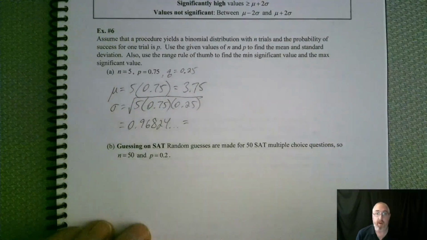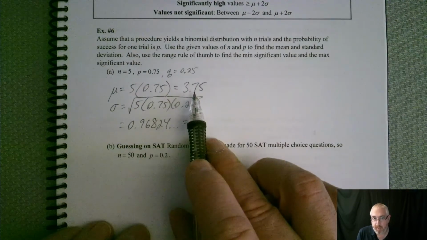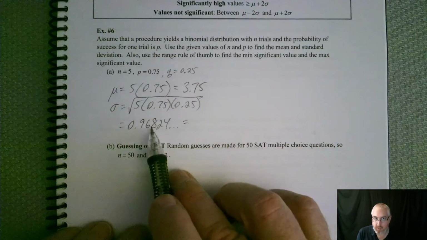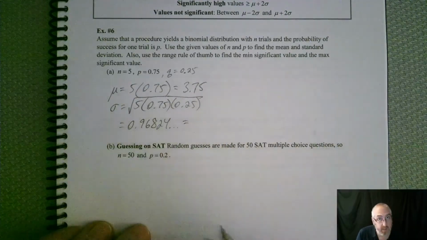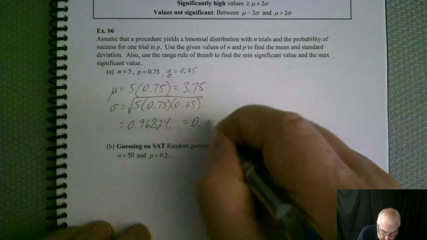And so what should we round it to? Well, remember, use your mean as a guide. If you're going to go two places with your mean up here, more than likely you want to go two places with your standard deviation. Minimally. You can go more, but minimally you want to go the same amount. So 0.97.